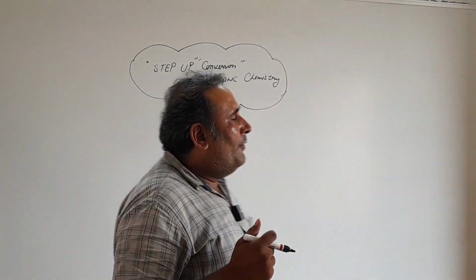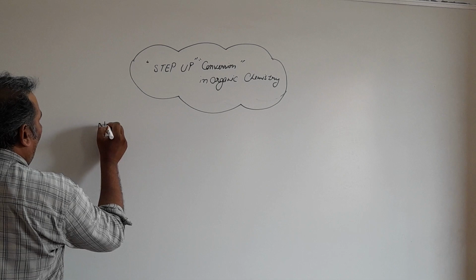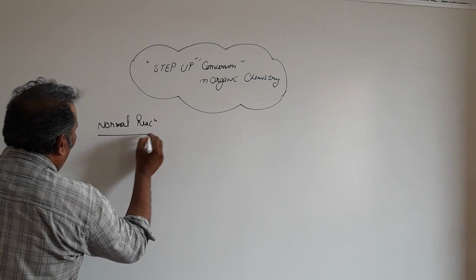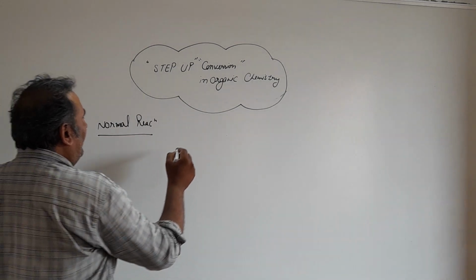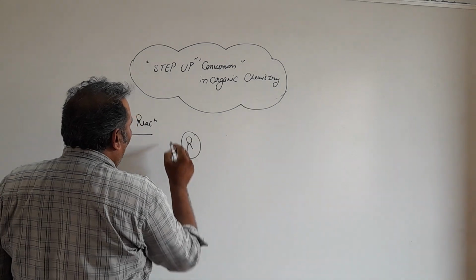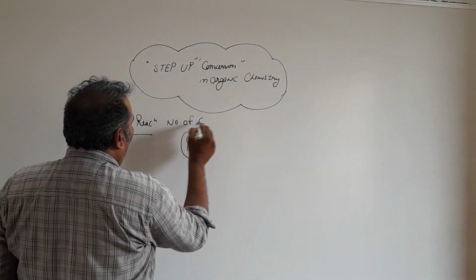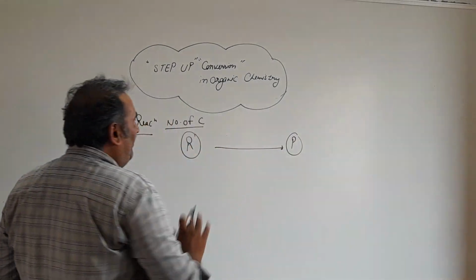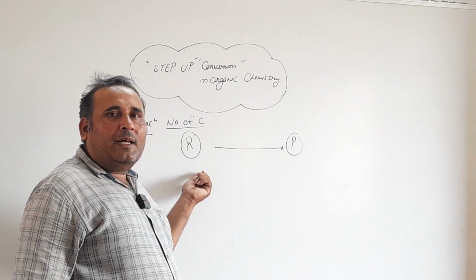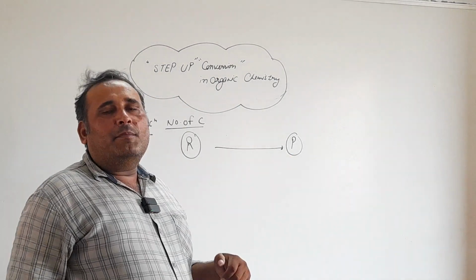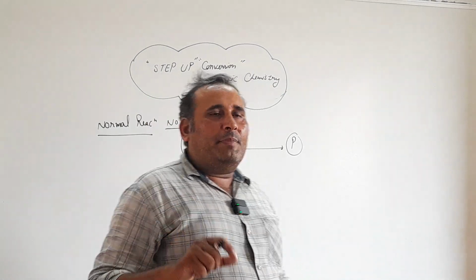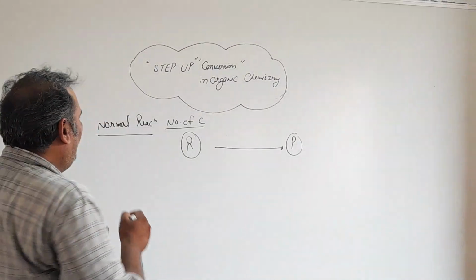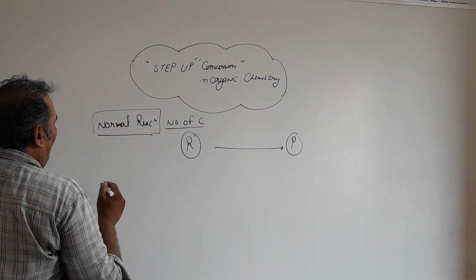So how many types of conversion may be, or we can say our organic reactions can be of three types. First, that is called normal reactions or normal conversion. Now, what are normal reactions? Normal reactions are those reactions in which the number of carbons in reactant and product are the same. Suppose we take a 2 carbon reactant, then our product will be of 2 carbon. If the number of carbons in reactant and product are the same, then that is called a normal reaction or normal conversion.